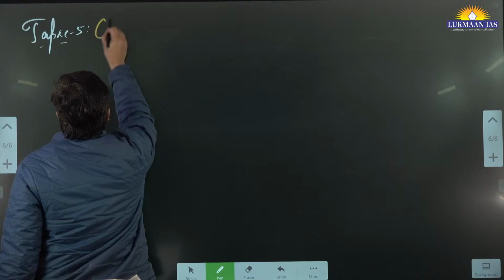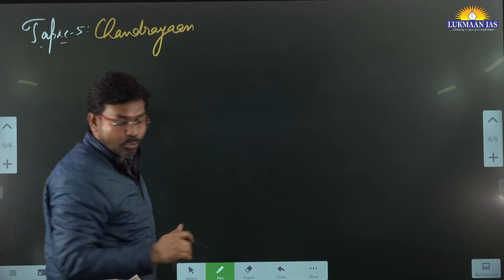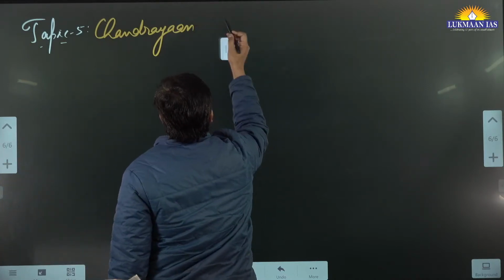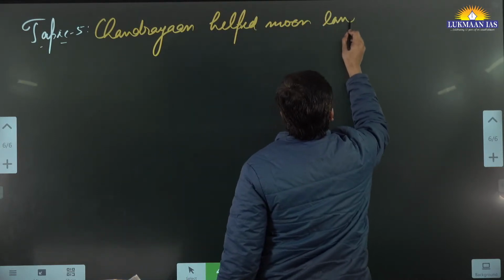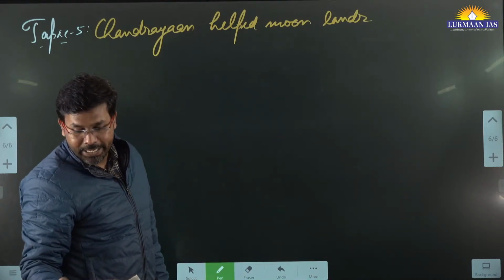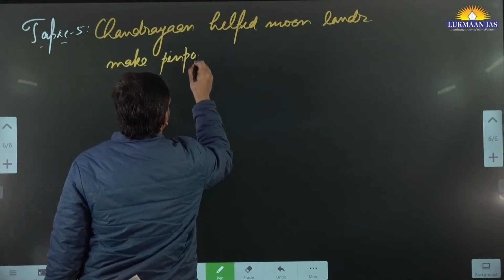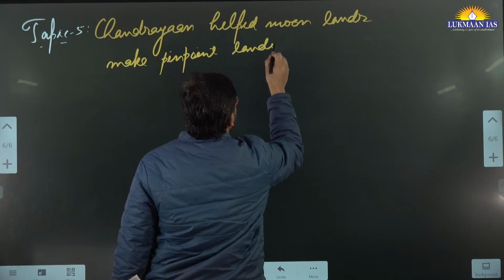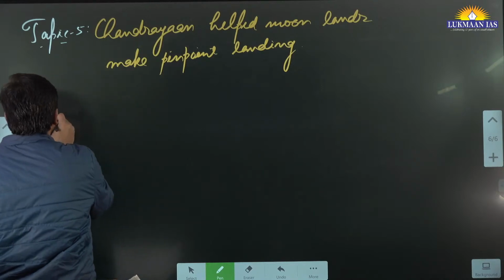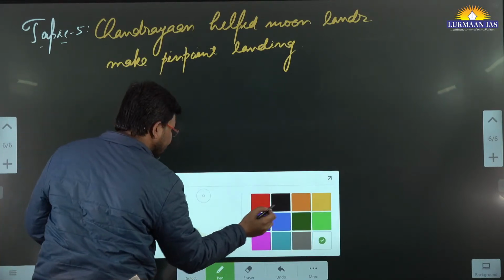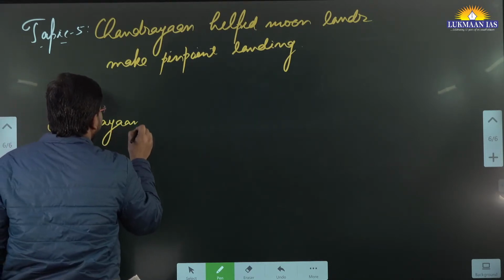So it says, Chandrayaan helped moon lander make pinpoint landing. So here we are talking about two different things. One important thing that we are talking about is the Chandrayaan mission, right? We are talking about the Chandrayaan 3 mission.